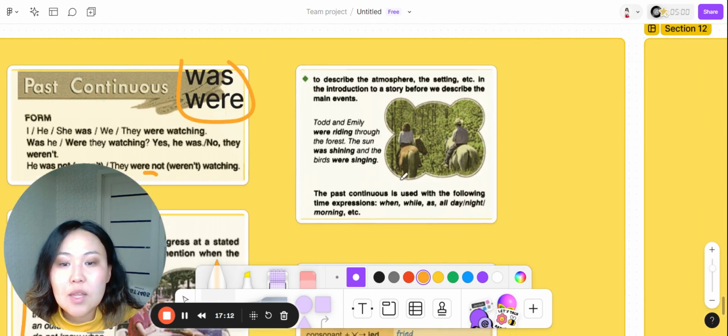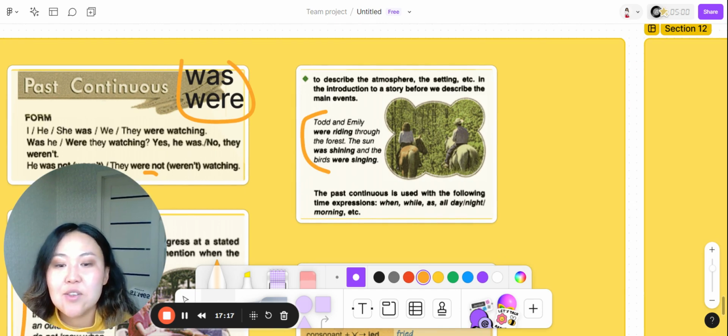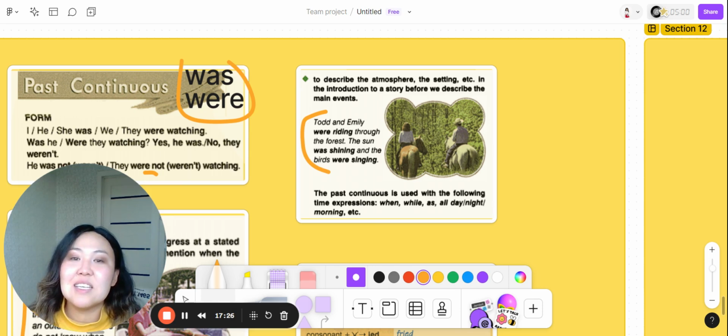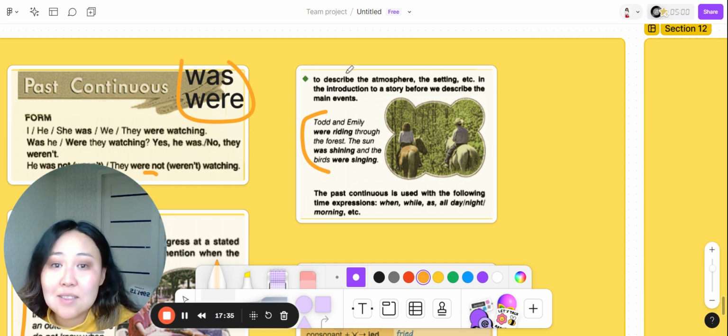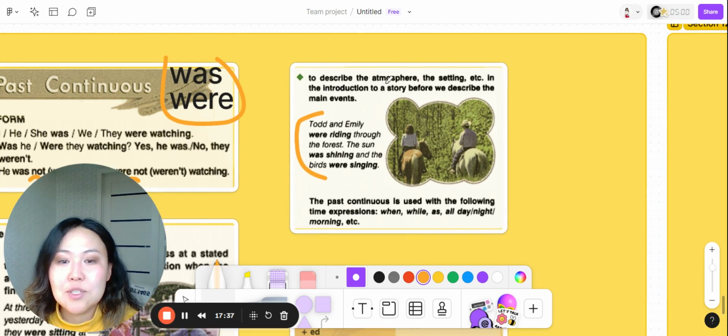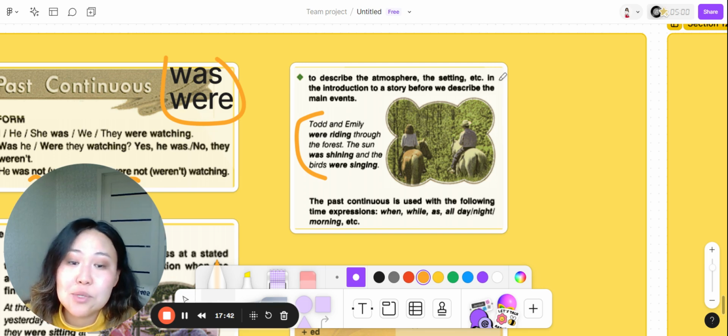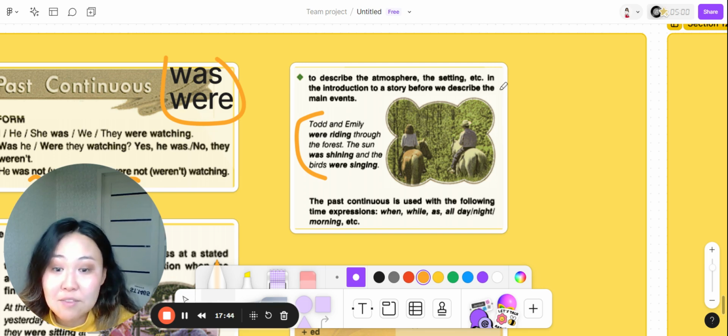Next one. I like this one. Todd and Emily were riding through the forest. The sun was shining and the birds were singing. So here, past continuous helps us to set the scene. We start imagining these birds who were singing, the sun that was shining, and yeah, the past continuous is used to describe the atmosphere, the setting in the introduction to a story before we describe the main event.